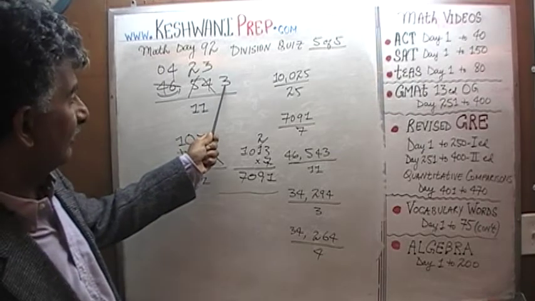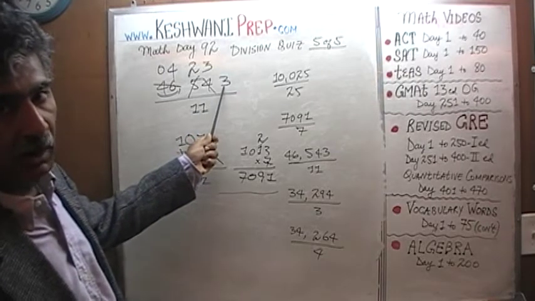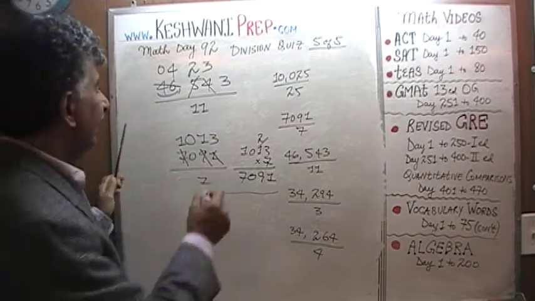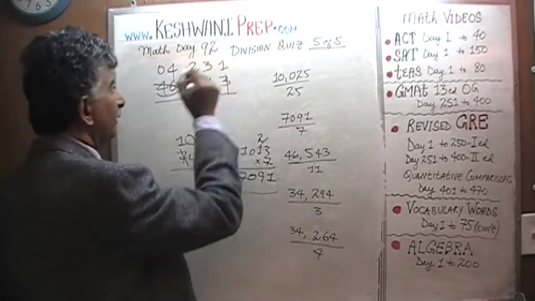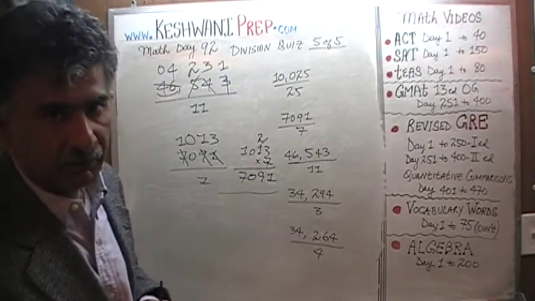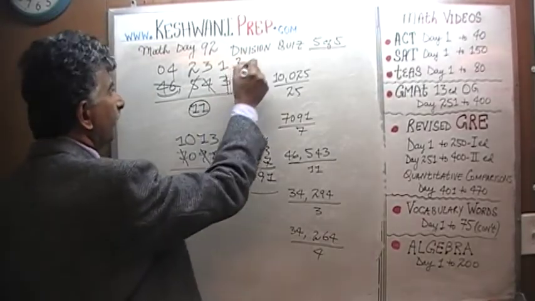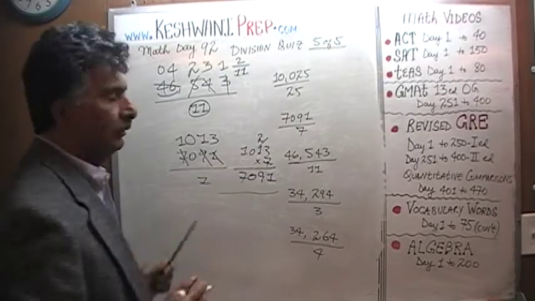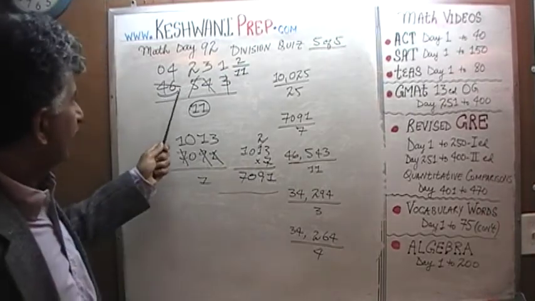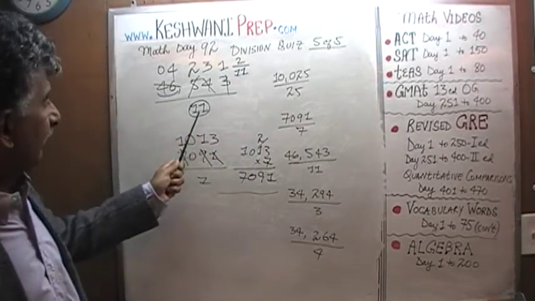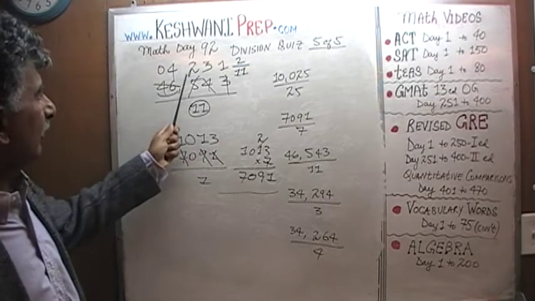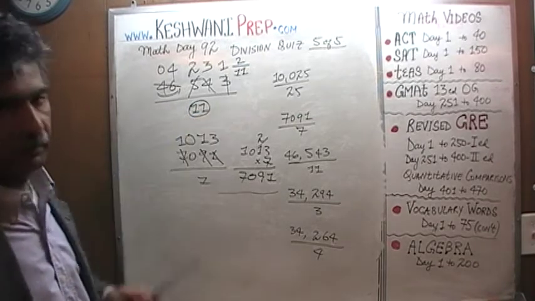That 1 goes and joins the 3 and becomes 13. How many 11s does 13 have? 13 has 1 11. We have used up 11 out of 13, we have a remainder of 2. That 2 needs to be divided by 11. The final answer is 46,543 divided by 11 equals 4,231 and 2/11.